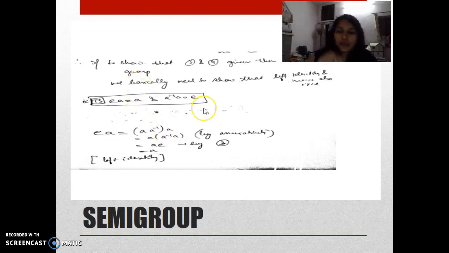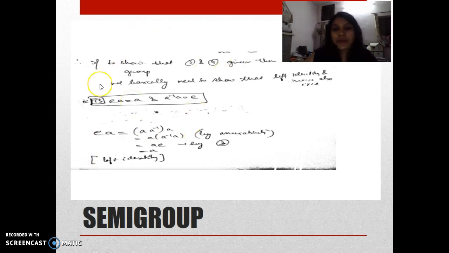Whenever you're doing these kinds of questions, just remember that whatever you have to show, you start from the left hand side and prove it to be equal to the right hand side, because there is no other way you can prove this. So you start with EA, and through manipulations and solving steps, you show it finally to be equal to A. I'll show you an example.